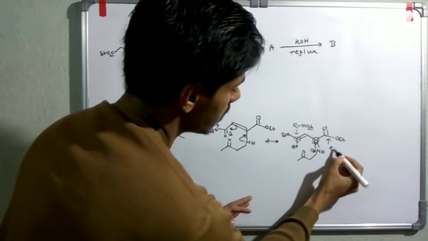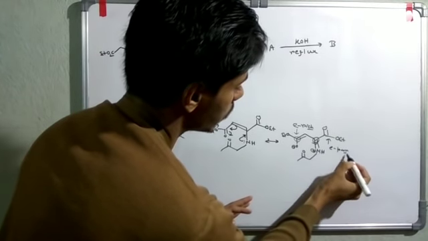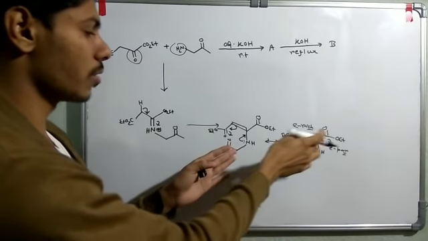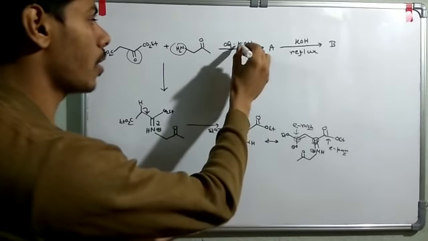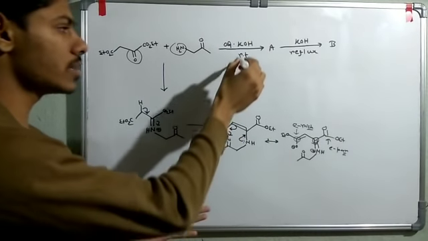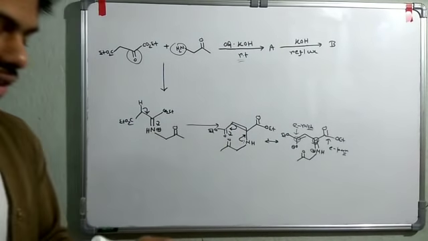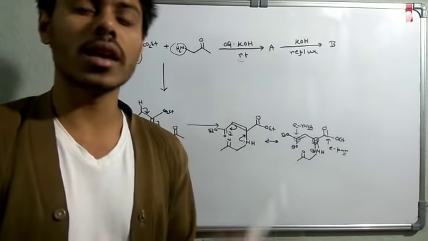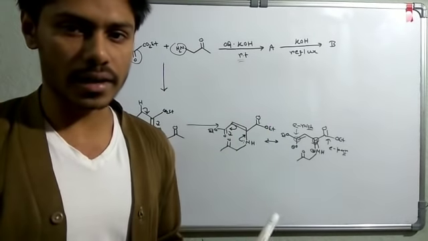So this center is electron poor or electron deficient, right? So this is electron rich, this is electron deficient. Now here you are using aqueous KOH and room temperature is given. So this is not a very drastic condition. We can consider it as a mild condition.